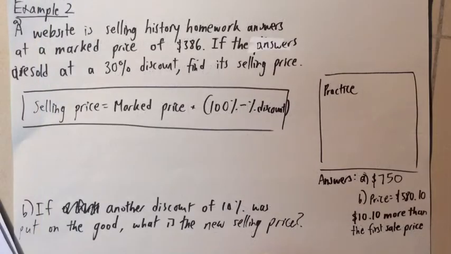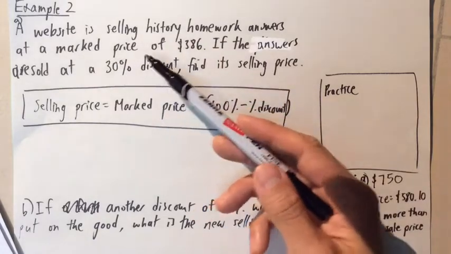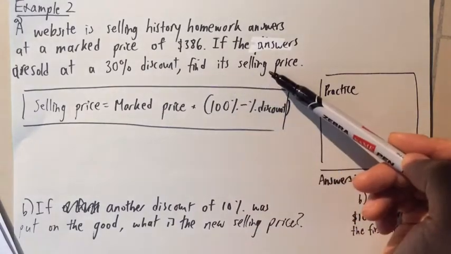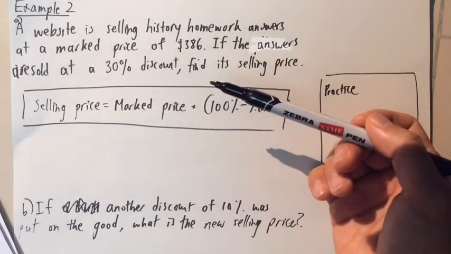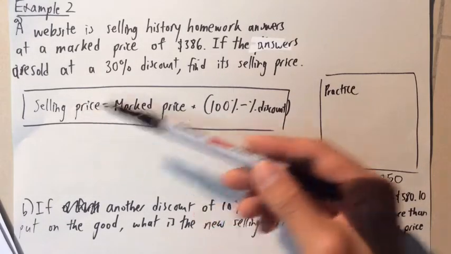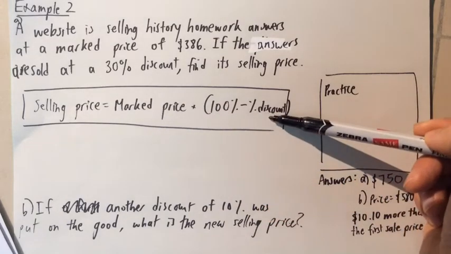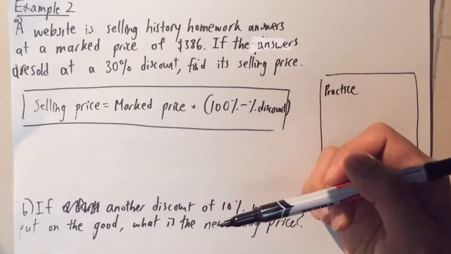Example 2A is asking the same thing that we just did in the previous example. We're trying to find the selling price after the discount and the marked price. So a website is selling history homework answers at a marked price of $386. If the answers are sold at a 30% discount, find its selling price. Now, remember, this is the same thing as what we learned in 10.3. The selling price is just the new value, the marked price is the original value, and we have 100 minus the percentage decrease. The discount is just like a percentage decrease.